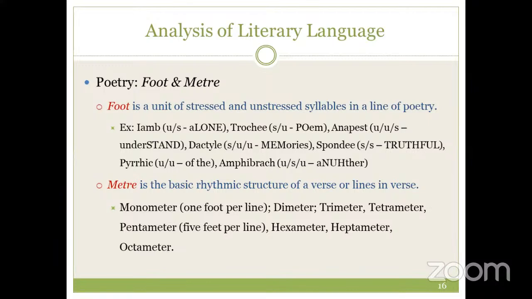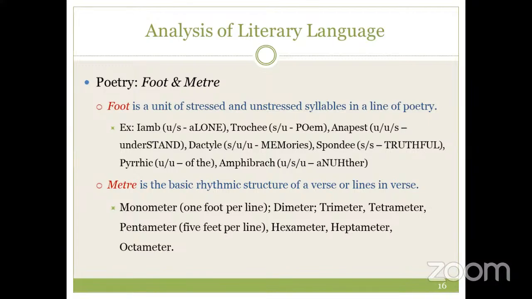And we have one example here: alone, alone. So a is not getting prominence, but lone is getting prominence. So this is an example of an unstressed syllable followed by a stressed syllable at the word level. In a word, you have two syllables. The first one is unstressed, the second one is stressed. So alone, alone, right?